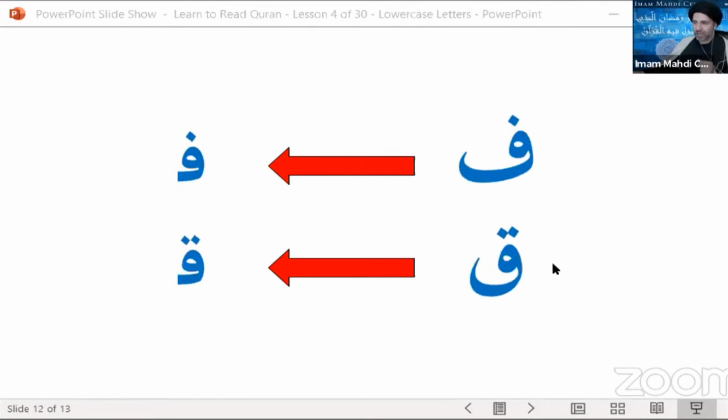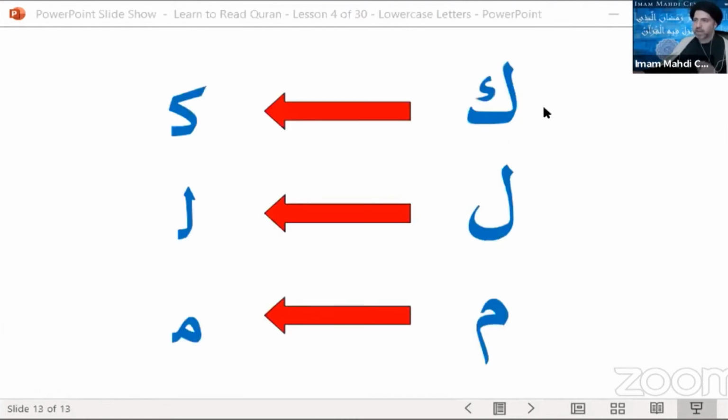Now the Fa and the Qaf, in the capital forms, they look a little bit different. But in the lowercase form, they look exactly the same, but the Fa has 1 dot on top and the Qaf has 2 dots on top.